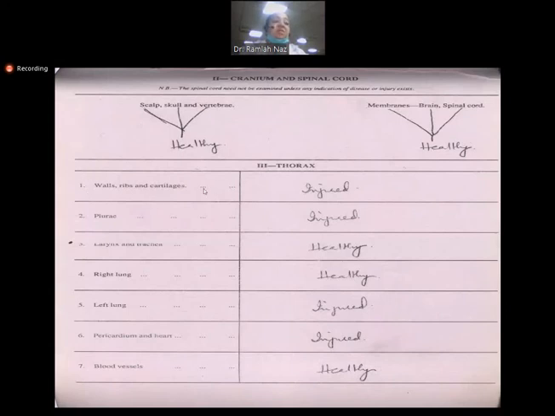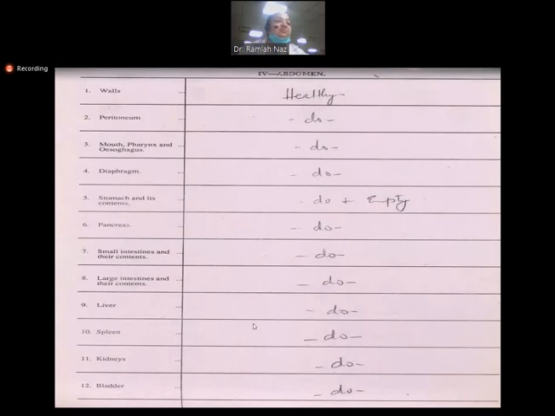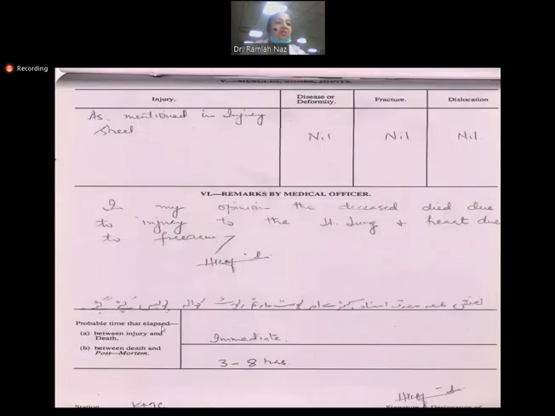Ribs and cartilages injured, pleura injured, larynx and trachea healthy, left lung injured, pericardium injured. Okay, in this way you have to fill in all that, like the viscera, whatever you see, you have to write it down. Then the injury you have to mention as mentioned in the injury sheet. Okay, disease or deformity, nothing found, remarks by the medical officer.